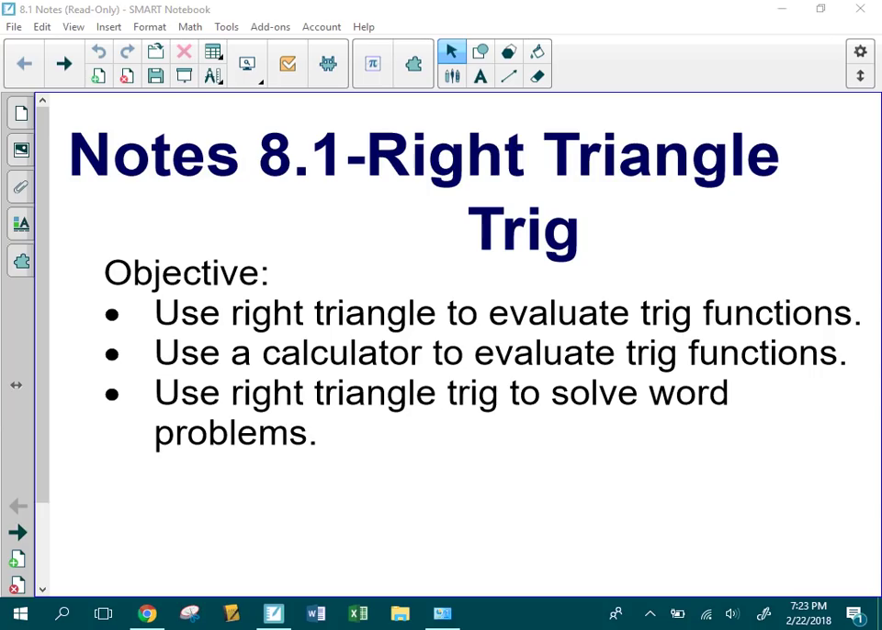So today we're going to be using right triangle trig to evaluate trig functions. We're going to use a calculator to evaluate as well. So make sure you pay attention to when we're using a calculator and when we're not. So have that calculator handy. And then we'll be using right triangle trig to solve word problems.